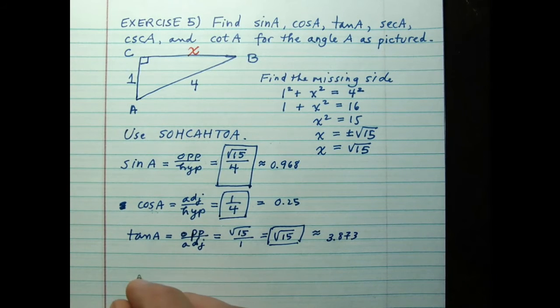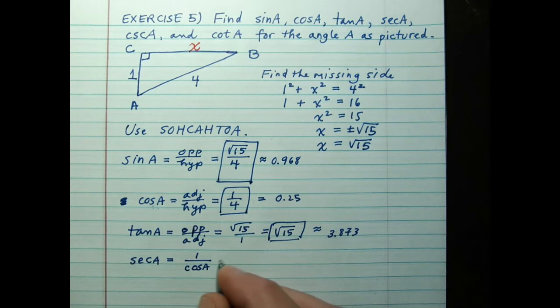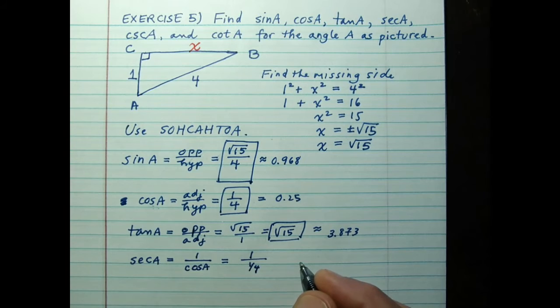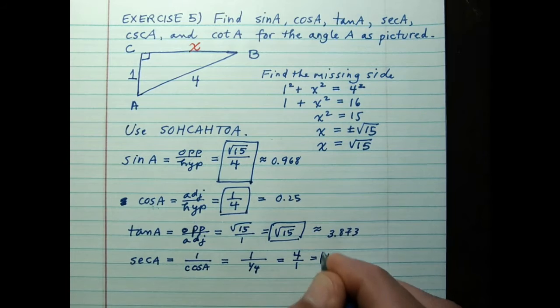And now what do we need? We need secant, cosecant, and cotangent. So secant A, here's where you'd really just have to have this memorized, that secant is 1 over the cosine of A, not the sine. Only one co in the reciprocal relationship. So that's 1 over a fourth. Now you can divide 1 by a fourth, or you can just think of 1 over as meaning take the reciprocal. So that's going to be 4 over 1, or 4. The secant of A is exactly equal to 4 here.